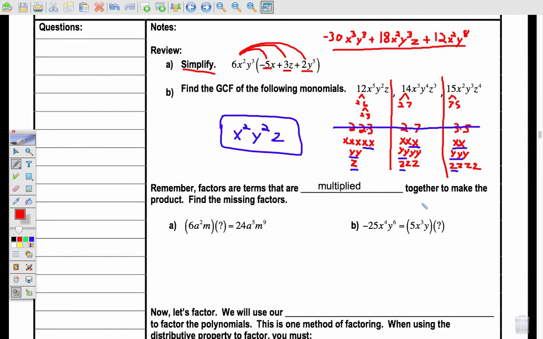Get my red pen back going. To make a product, find the missing factor. So we've got to set this up as this times something equals this. So we're trying to find it. 6 times what is 24?